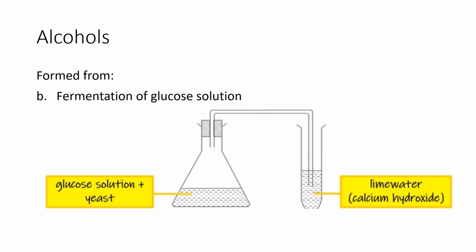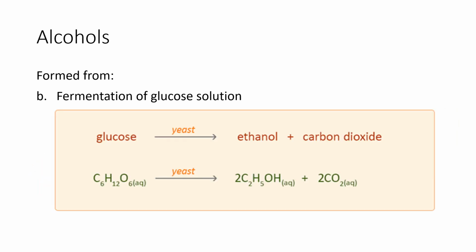Now let's see the diagram. For the diagram, you need to know that the reactant is the glucose solution with yeast, and this is lime water. And you need to label this rubber stopper, and this is to show that it's airtight condition. And you can label 37 degrees Celsius here. Now we are going to go through the next part, which is the equation.